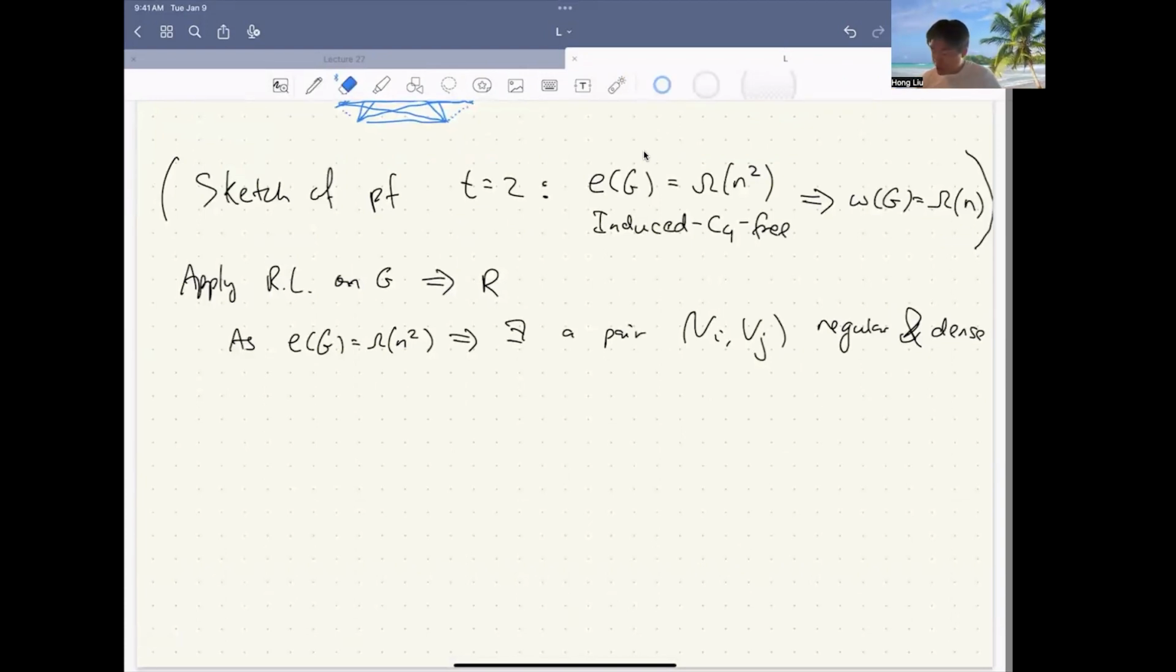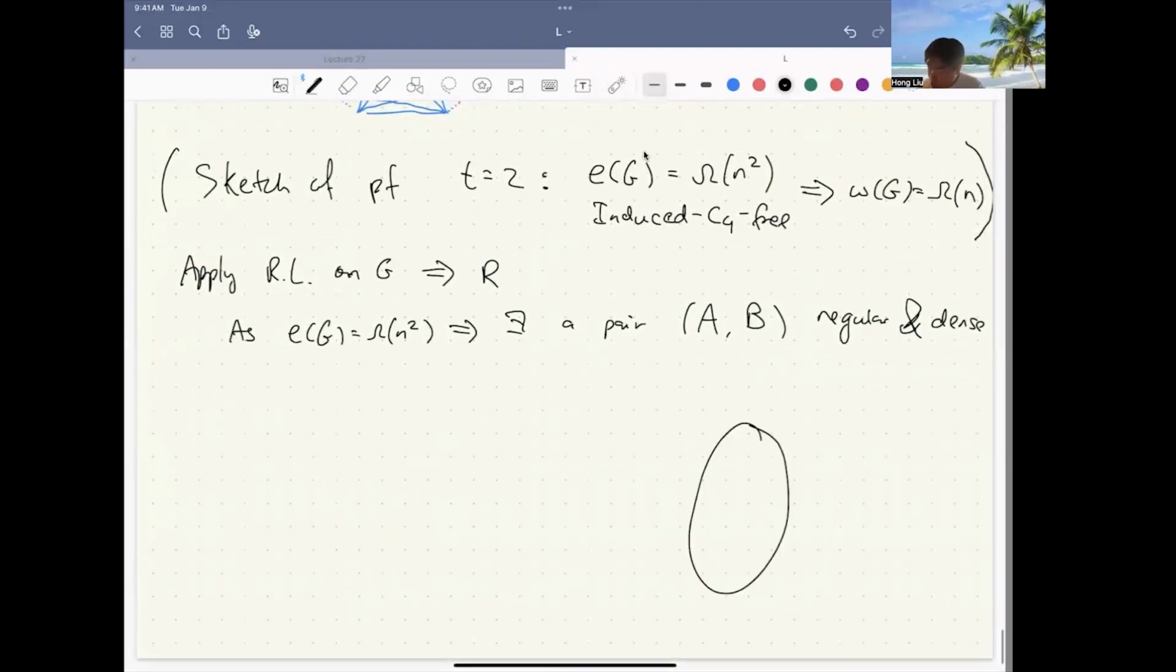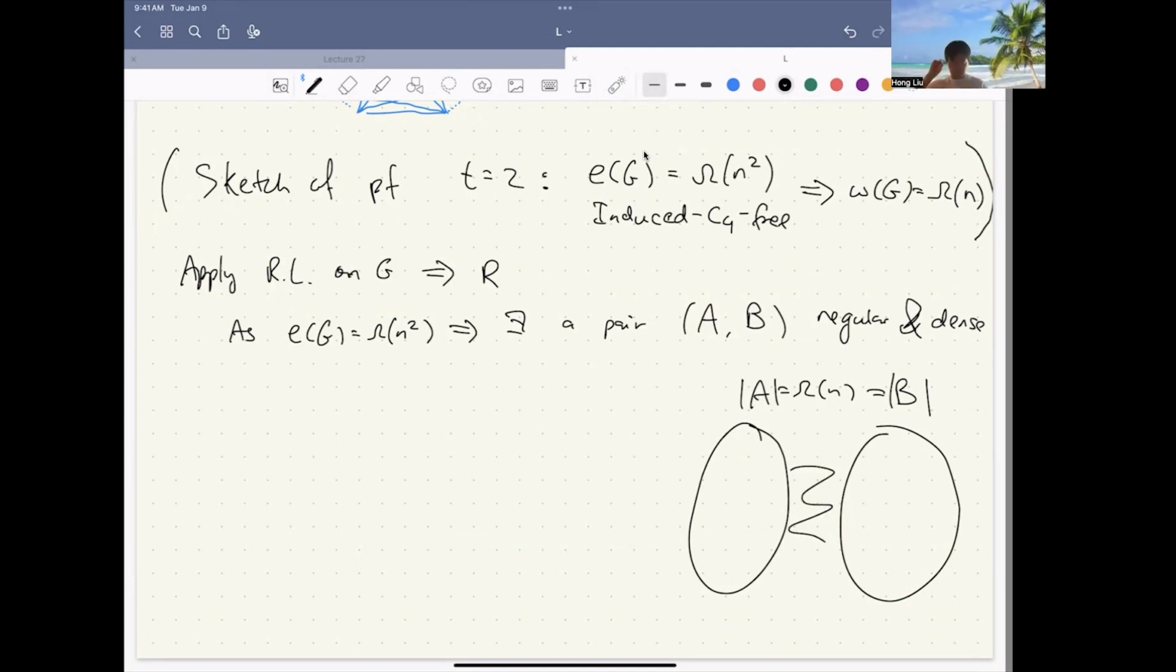Now we're going to look at this regular and dense pair. Let me call it A and B to make it easier, instead of V_i, V_j. So this is our pair A, B, regular and dense. Each is of size linear in n, remember? Each cluster of the partition is linear in n. We're going to divide it into two cases to consider. The first case is a simpler case. Case one.